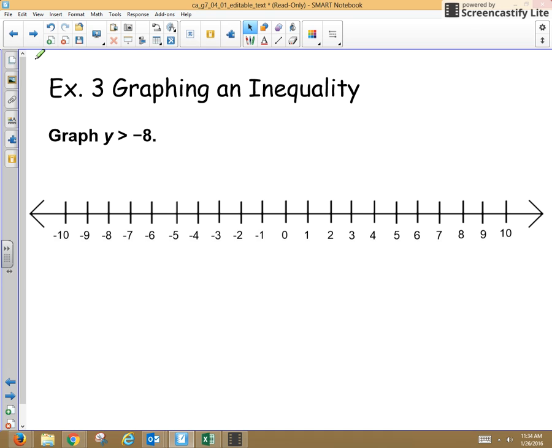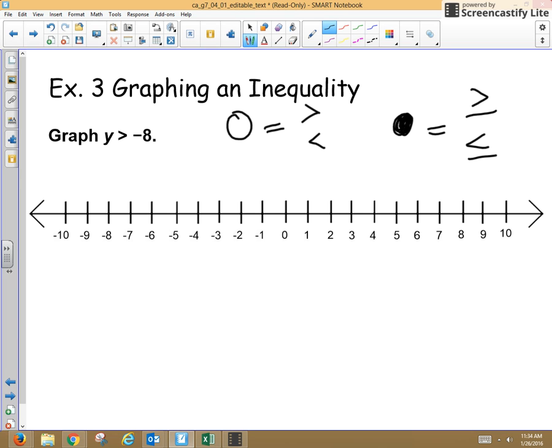Now when we graph an inequality, you need to know two things. The open circle is for greater than or less than. The closed circle on the number line when we graph is for greater than or equal to, less than or equal to. This is used when it is equal to a number. This is used if it's just more or less. So here you can see that y is greater than negative 8, but not equal to it. So we're going to be using the open circle here.